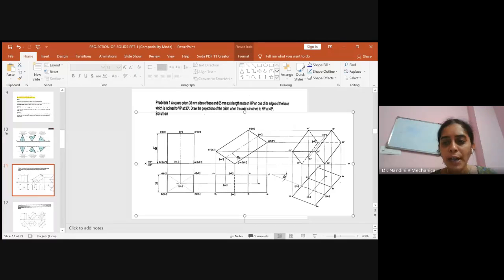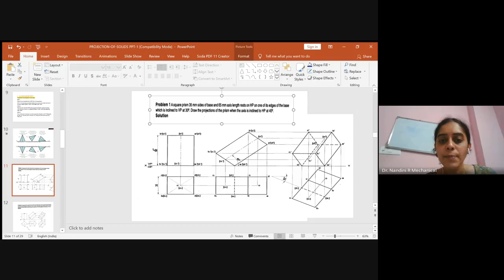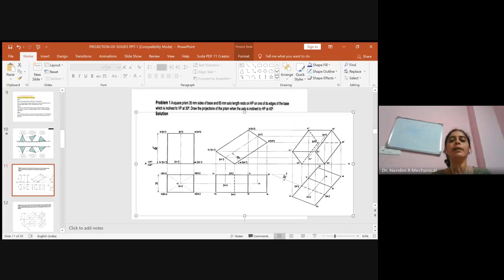So here, which edge was resting on HP? This is the edge which was resting on HP. Just a second, I'll read the question exactly. 35 mm side of a base and 65 mm axis length rests on HP on one of its edges of the base, which is inclined to VP at 30 degrees. It is told that it is resting on HP, so any one of the edges on which it was resting is inclined to VP.